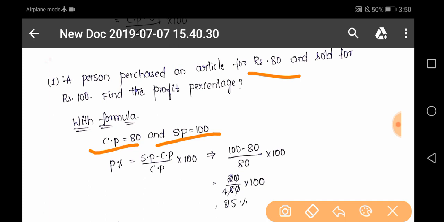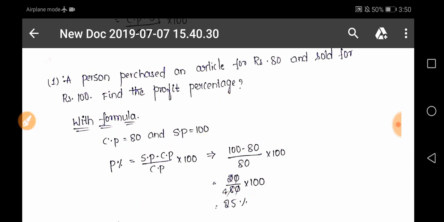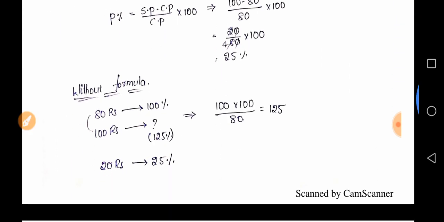As per the formula, profit percentage equals selling price minus cost price, by cost price, into 100. The selling price is 100 and the cost price is 80. Substitute that in this formula. 100 minus 80 by 80 into 100, that is 20 by 80 into 100, which is nothing but 25%. So this is how you solve it through the formula.